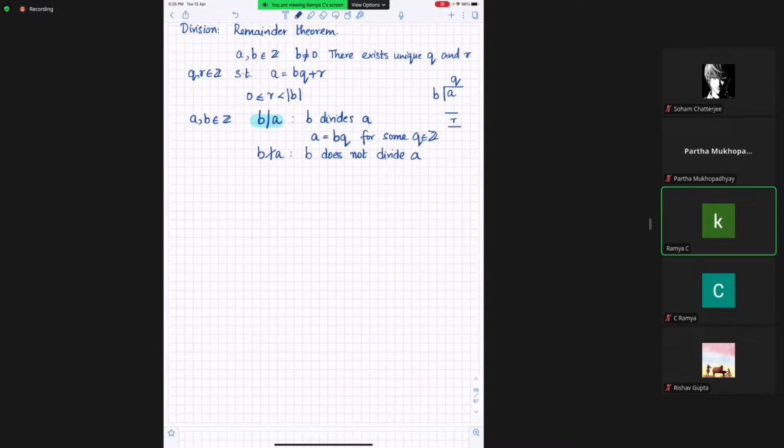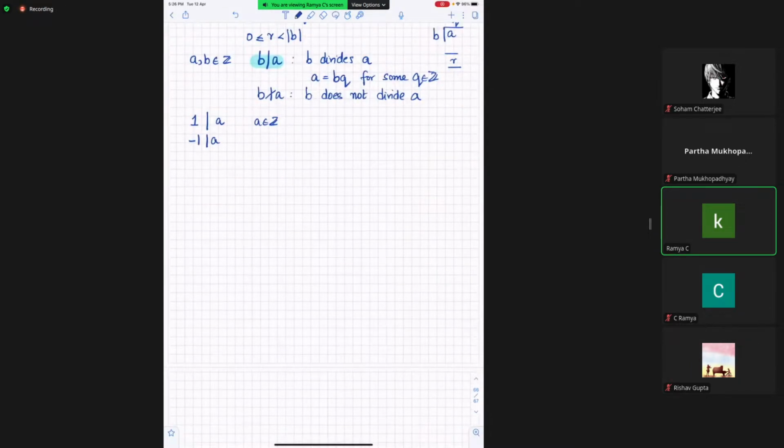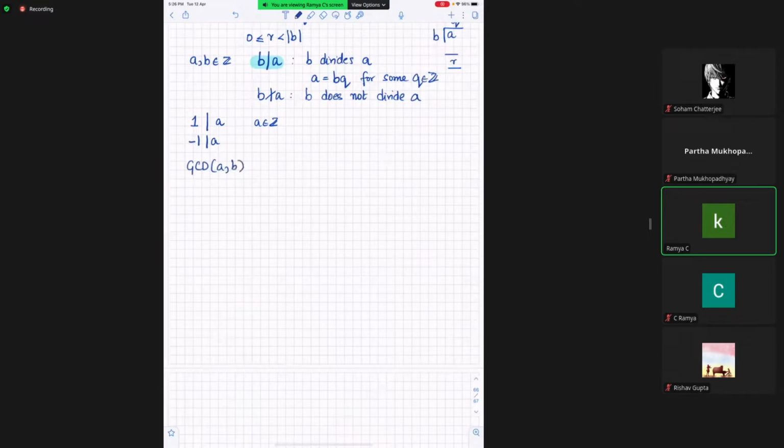Okay. So what can you say about 1 and A? Let's say A is some integer. Can you say that 1 divides A or does not divide A? 1 divides it. So 1 divides A, and minus 1 also divides A. These things we will take for granted. Now we want to define the greatest common divisor of two integers, GCD of A, B. A and B are integers, and we will usually assume that B is non-zero because we want to divide.